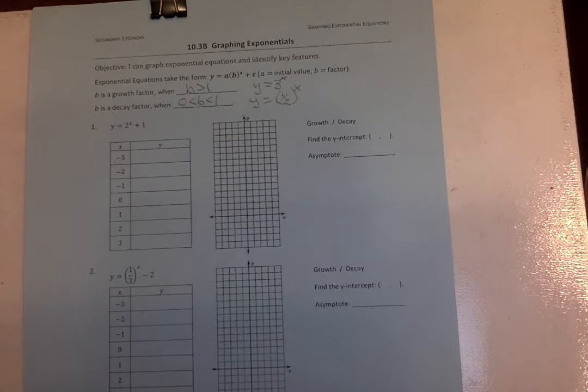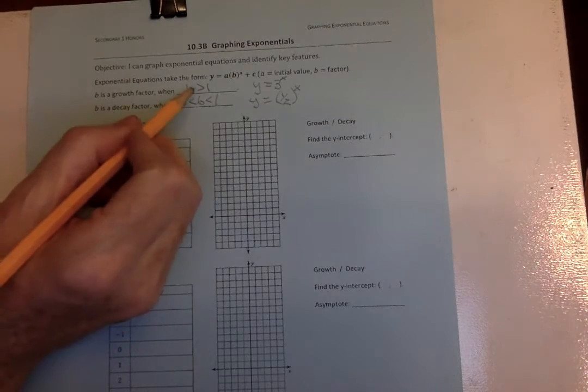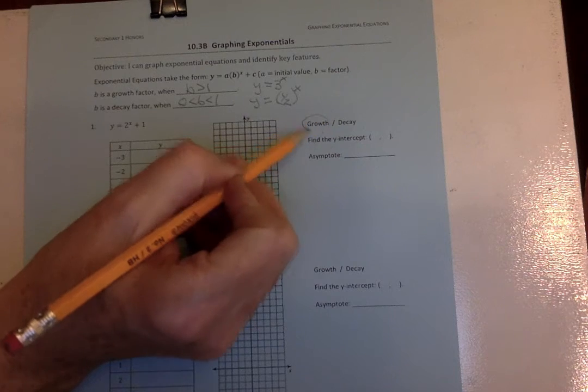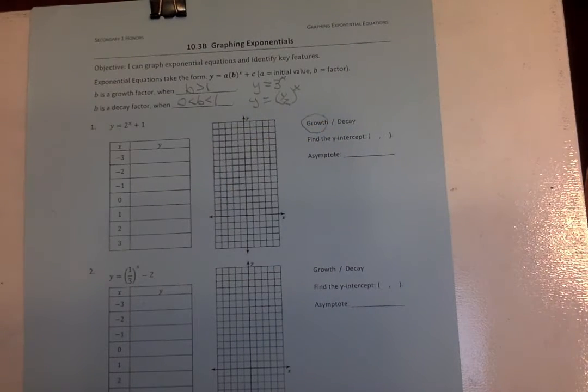Okay, so learning what we know about b, when we look at number 1, y equals 2 to the x plus 1, 2 is greater than 1, so it should be a growth factor. Okay, so the next thing we're going to do is put numbers in our XY chart, and we'll get values out and plug them in.